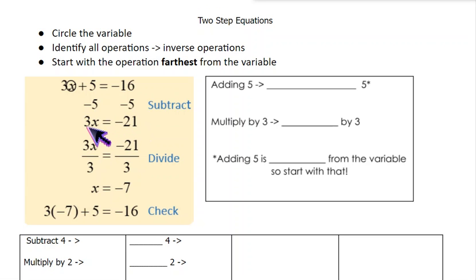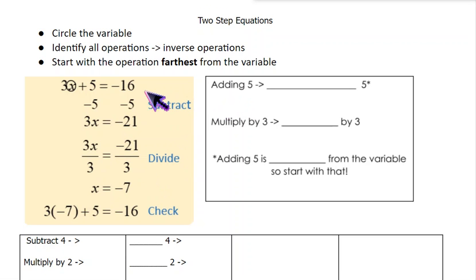So I need to get rid of that 3 so I can get x by itself. That's our whole goal, to get that variable all alone. If it's 3x, that means times, so the opposite of that would be divide. I'm going to divide by 3 to get rid of those 3s and leave me with just x. Negative 21 divided by 3 gives me negative 7.